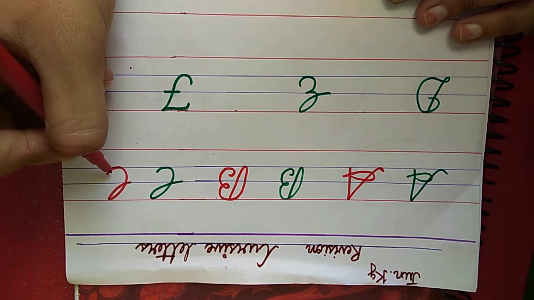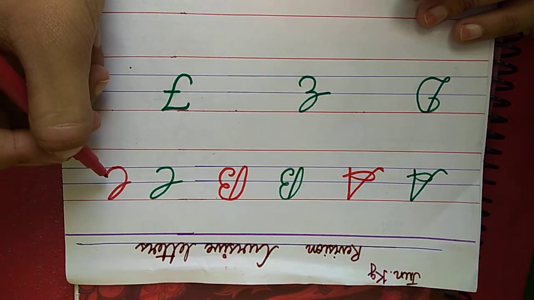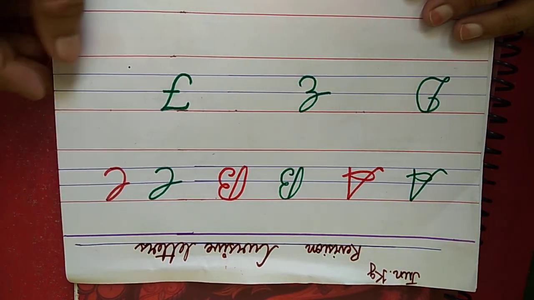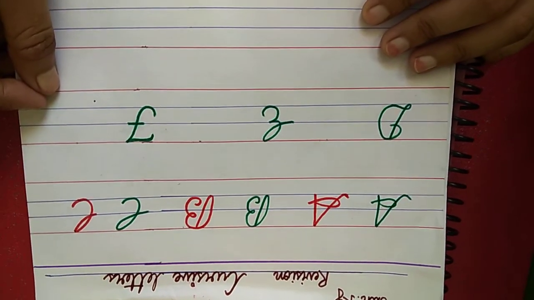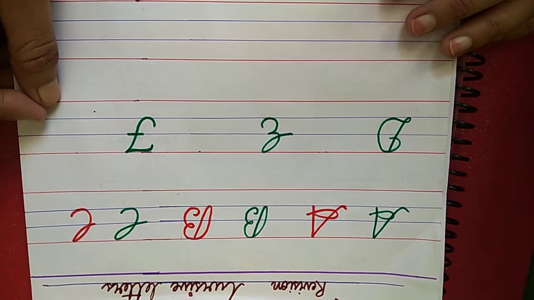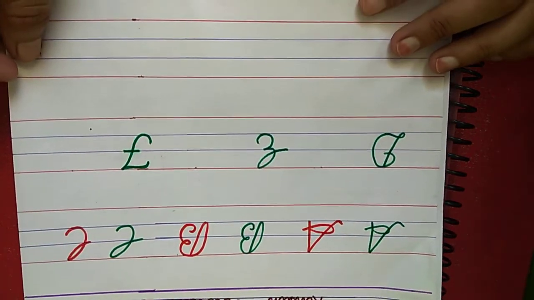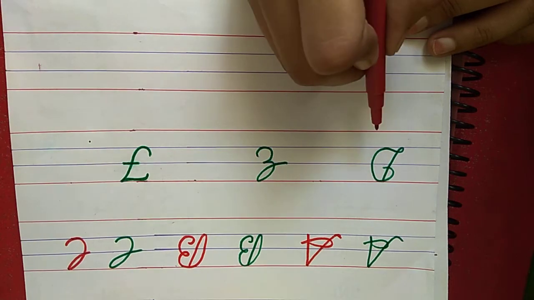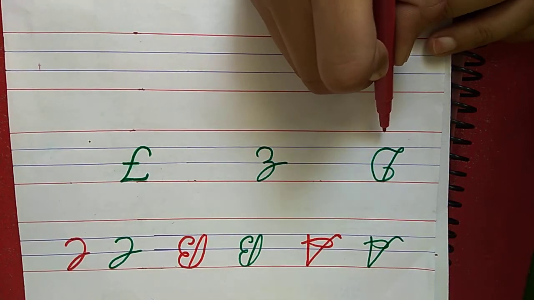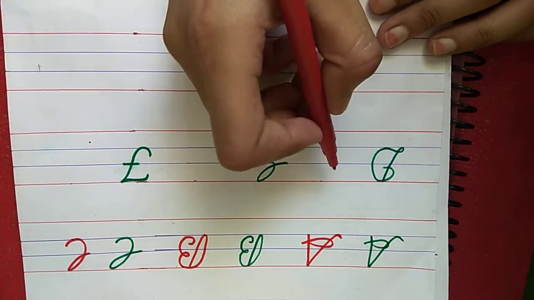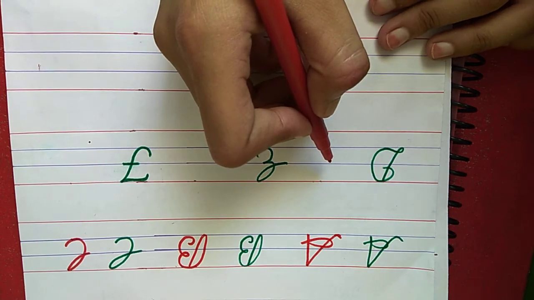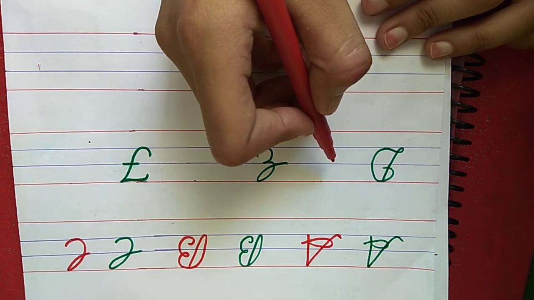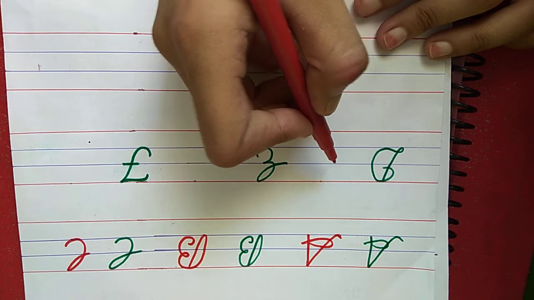What is this? This is letter C. C for cat. What is the spelling of cat? C A T. Cat. Now what is this? This is letter D. D for duck. What is the spelling of duck? D U C K. Duck.